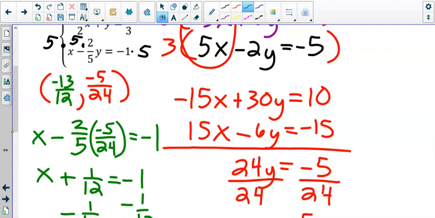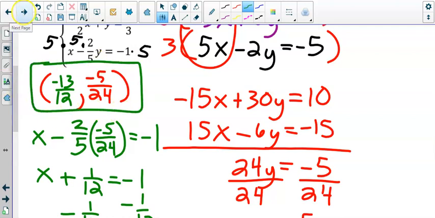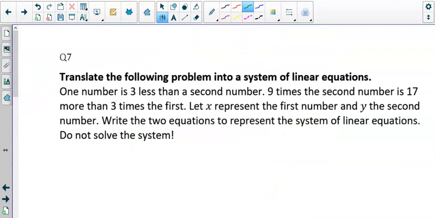All righty. So, moving on. Now you're going to be hit with a series of word problems. In this one, it's very important that you read, because the very last sentence says, do not solve the system. Do not solve. So all you're going to do is write the two equations.